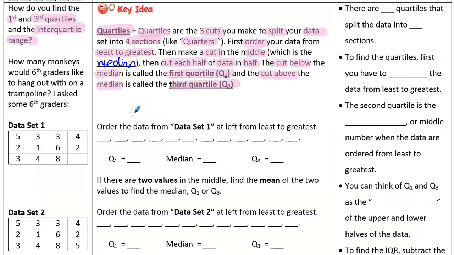How many monkeys would 6th graders like to hang out with on a trampoline? I asked some 6th graders. They said 5, 3, 3, 4, 2, 6, 1, 2, 3, 4, 8, and there was no data here, so nobody was recorded. So the first step is to order these data from least to greatest.